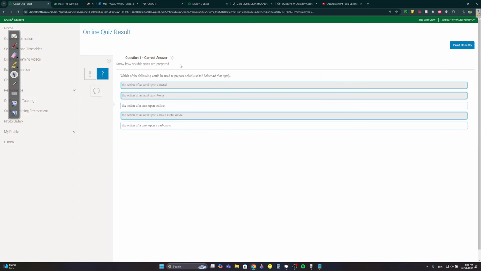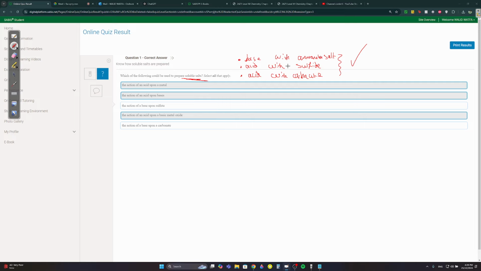Anyway, which of the following could be used to prepare soluble salts? Okay, you want a soluble salt. This came in the AMS, and the answer was base with ammonium salt, acid with sulfide, and the last one was acid with carbonate. These were the answers in the CA.